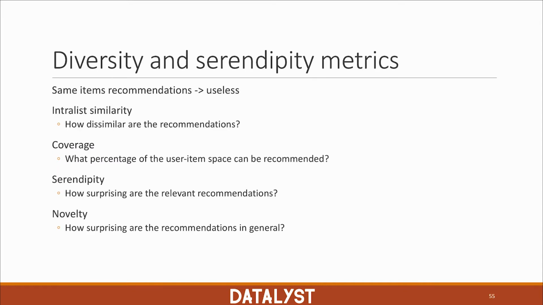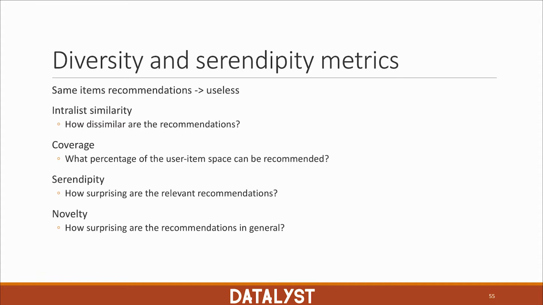And now let's move on to discuss diversity and serendipity metrics. The diversity and serendipity metrics are there to solve the issue of making recommender systems avoid recommending the same items again and again. This is something that can happen in practice quite often, especially in content-based filtering systems. So we want to avoid it, and there are some different heuristics we can follow.